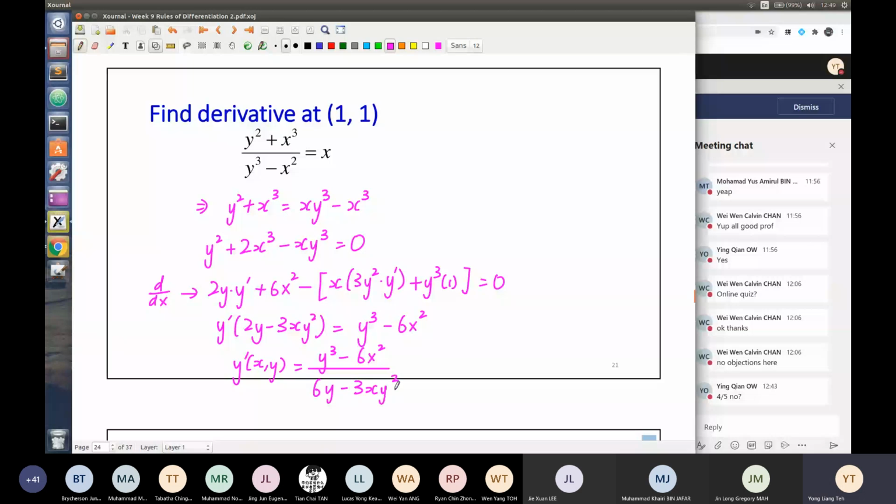That's right. Once you have the expression, it's just direct substitution. So y prime at (1, 1) is just (1 minus 6) over (6 minus 3). Of course, the 1, you keep it, it's just 1. So hence you have minus 5 over 3. Is that right?